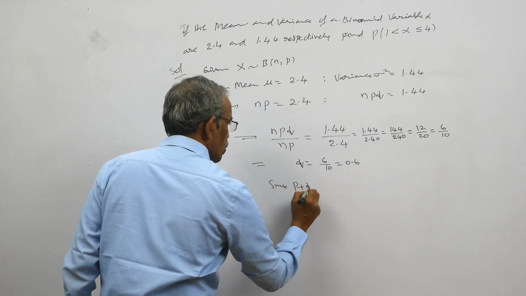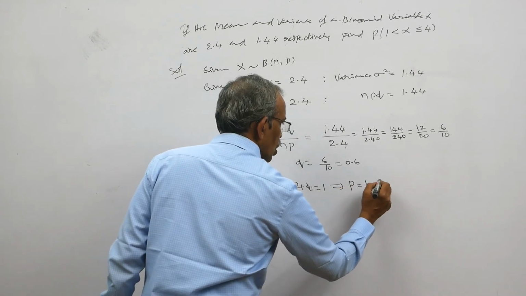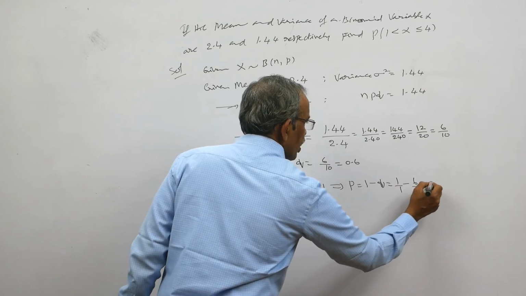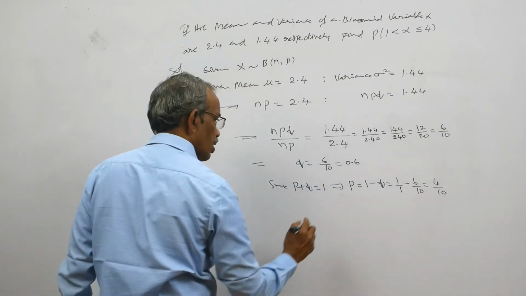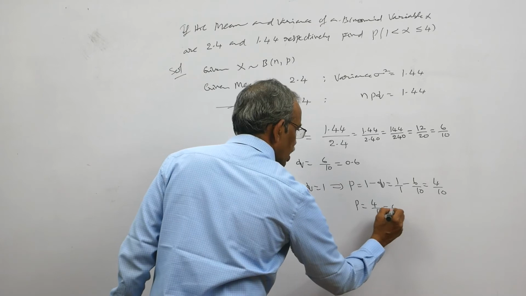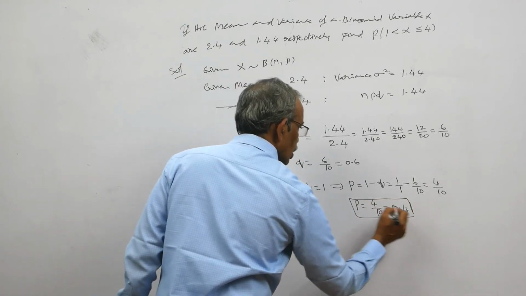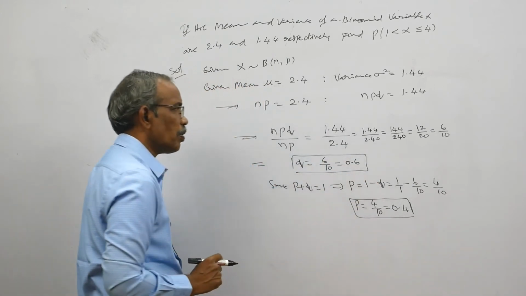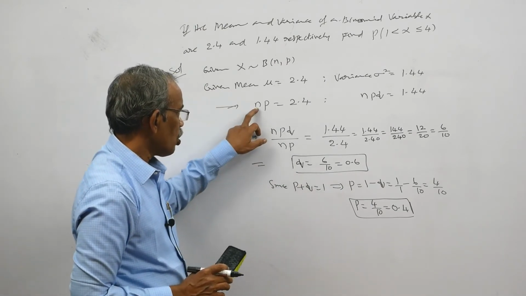Since p plus q is equal to 1, that implies p is equal to 1 minus q, that is 1 minus 6 by 10. By taking LCM, 10 minus 6, 4 by 10. Therefore, p is equal to 4 by 10 or 0.4. q is equal to 6 by 10 or 0.6.